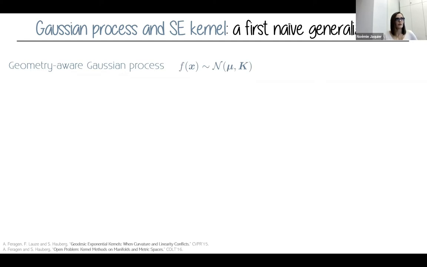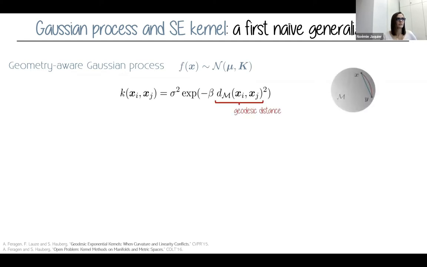For this first naive generalization, what we simply did was to replace the Euclidean distance by the geodesic distance in the formulation of the squared exponential kernel. It means that on the sphere, instead of measuring the distance according to the blue line, we measure the distance according to the red line, which is our geodesic, so our shortest path, which respects the geometry of our manifold. The issue with that formulation is that it's not positive definite for all the values of the inverse length scale parameter beta.